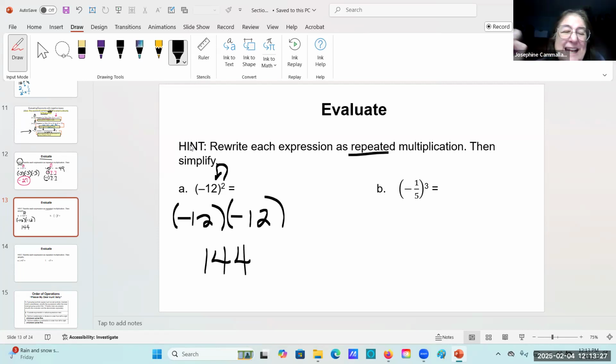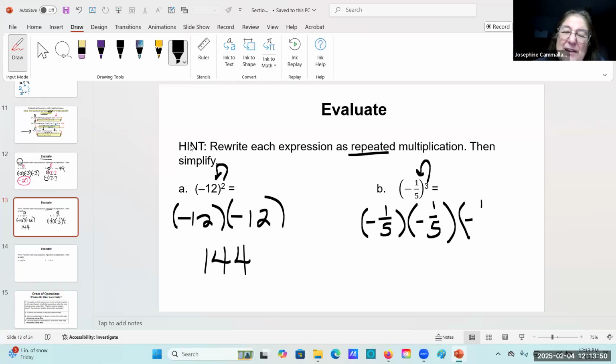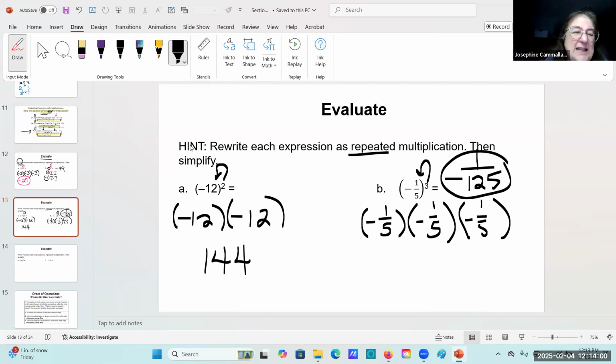And remember, by writing it out, I actually can determine the correct answer, whether it's positive or negative. Now, this 3 is directly behind the parentheses, which is -1/5, -1/5, -1/5, which means my answer is a -125. That's my answer.